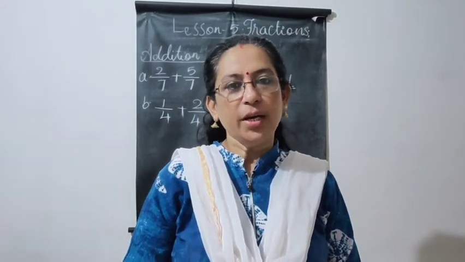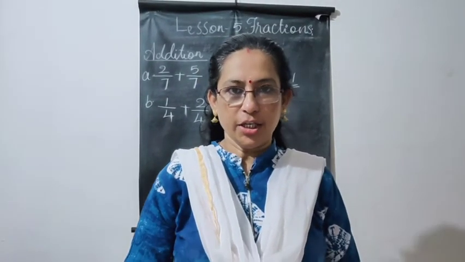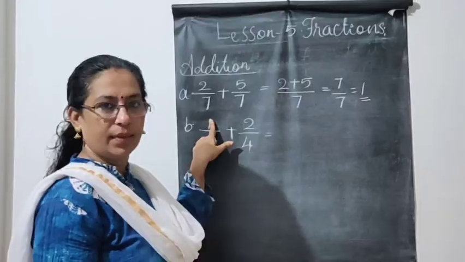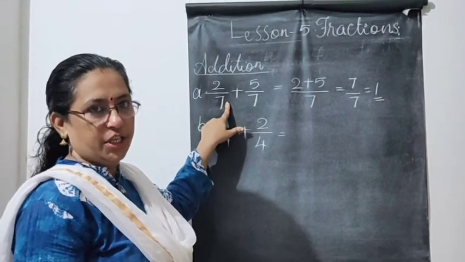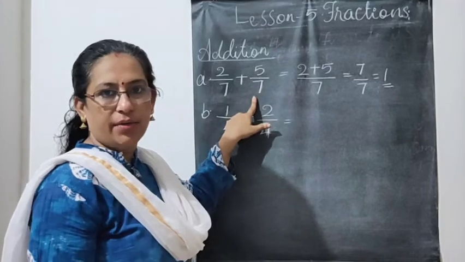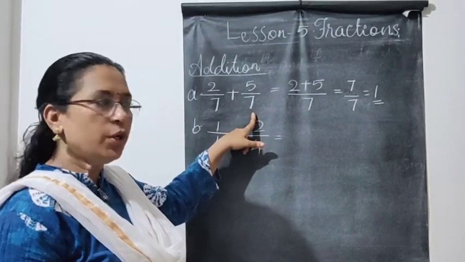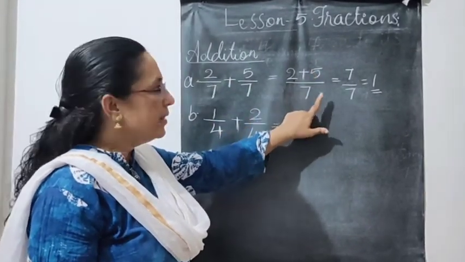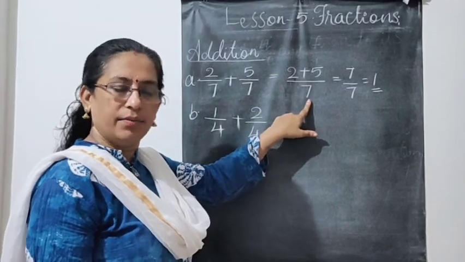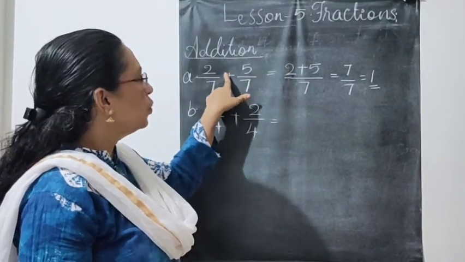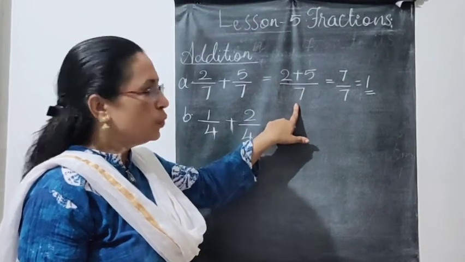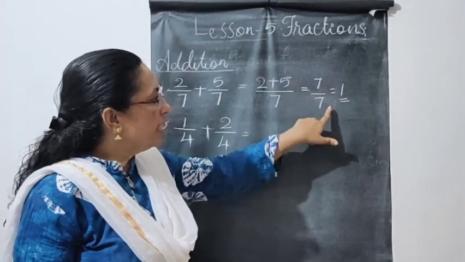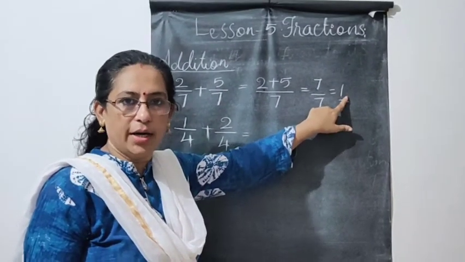Okay students, today's topic is addition and subtraction of fractions. Addition of fractions is quite different from addition of ordinary numbers. To add like fractions, 2 by 7 and 5 by 7. Here denominators are the same, so no need to do any further calculations. We have to add the numerators and write the denominator the same as it is. That means numerators are 2 plus 5 by 7. 2 plus 5 is equal to 7. 7 by 7. Here 7 by 7 is a whole. So we can write 1.